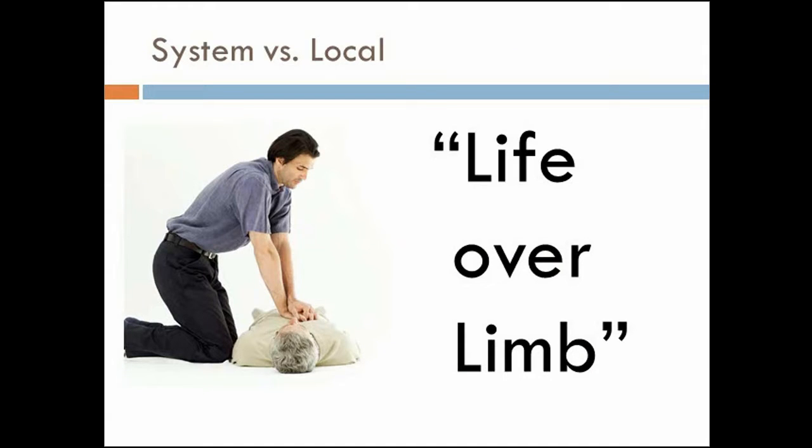The next method is systemic versus local, or life over limb. Systemic issues, meaning they involve the whole body system or the whole body, are always a higher priority than situations that only involve an isolated area or part of the body. Okay? So we always need to fix a systemic issue before we address a localized issue.